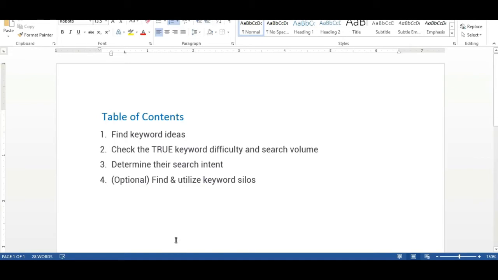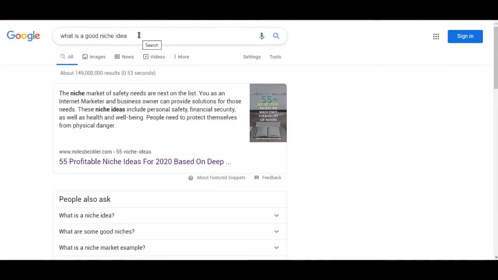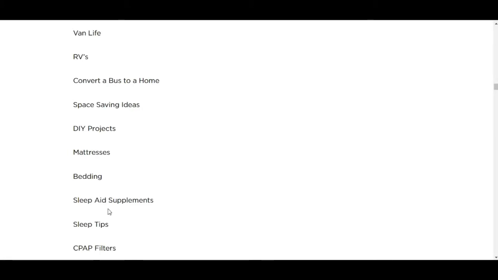So that's why I am going to a good niche idea or good keyword idea like this, and I got a list. Now I am choosing a good keyword idea. Good keyword idea means what? So somebody asked me what a good keyword idea means.